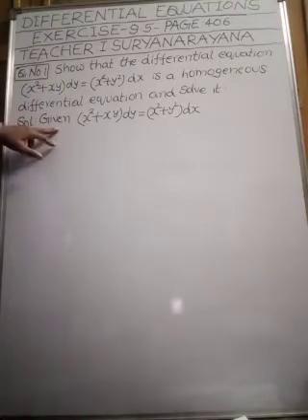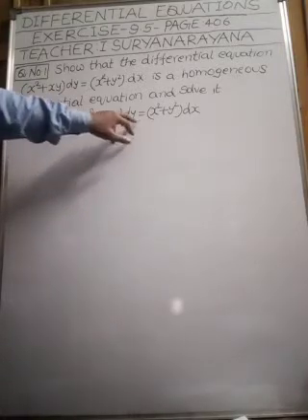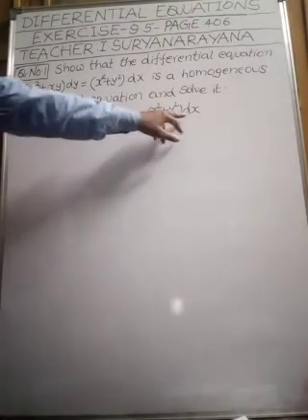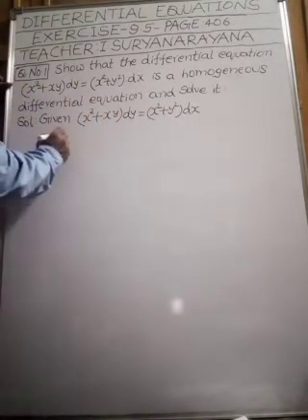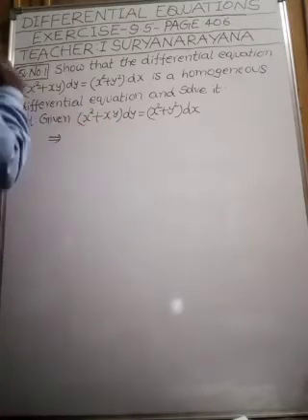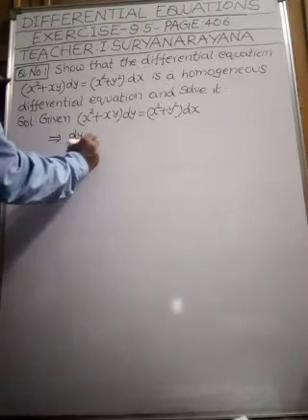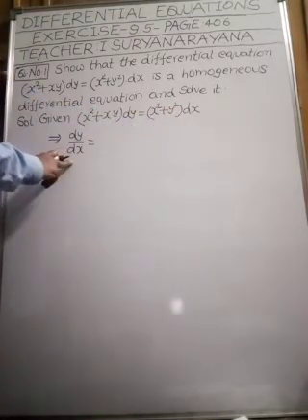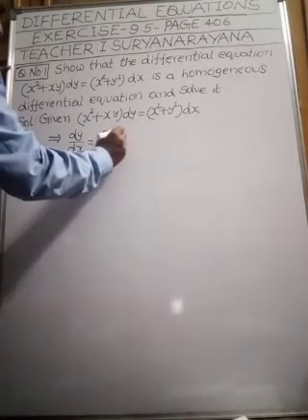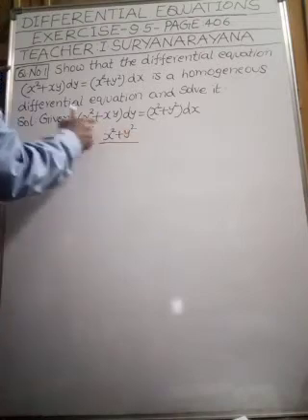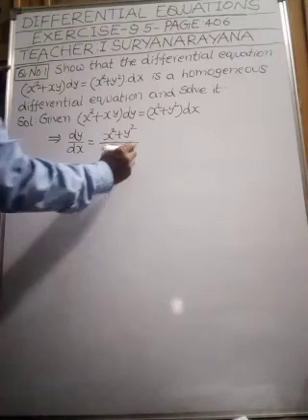Let us write the given differential equation, that is x square plus xy into dy is equal to x square plus y square into dx. Okay, my children. So from this equation, let us write dy by dx. We are transposing this term to LHS. Then it becomes dy by dx is equal to x square plus y square by, we are transposing this part, x square plus xy.